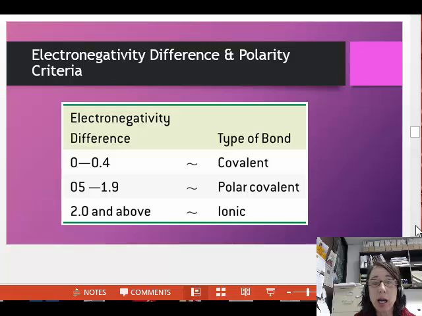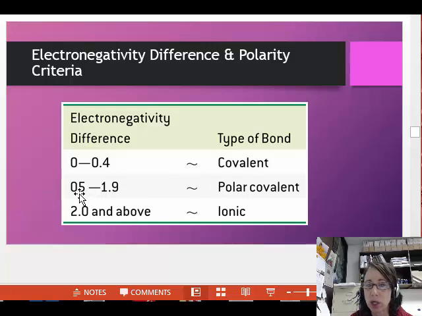The chart on this slide gives an estimation of difference in electronegativity and polarity. If the difference in electronegativity between two atoms is between 0 and 0.4, the bond is considered to be nonpolar. This is sometimes called pure covalent. I prefer the term nonpolar since it is more descriptive.